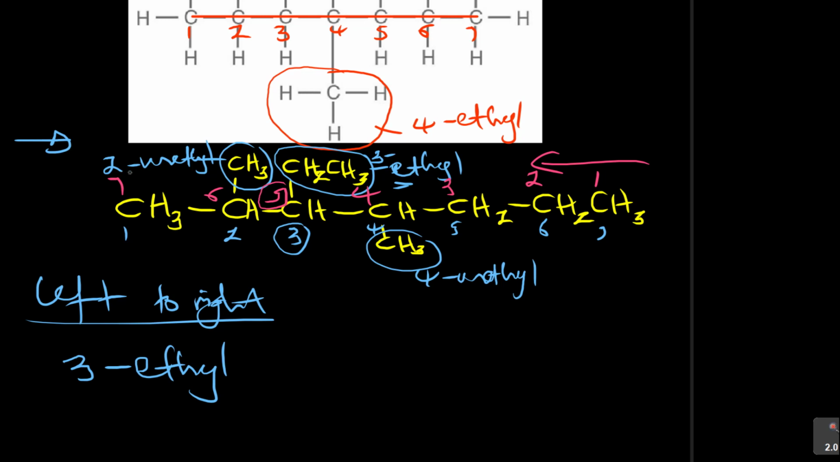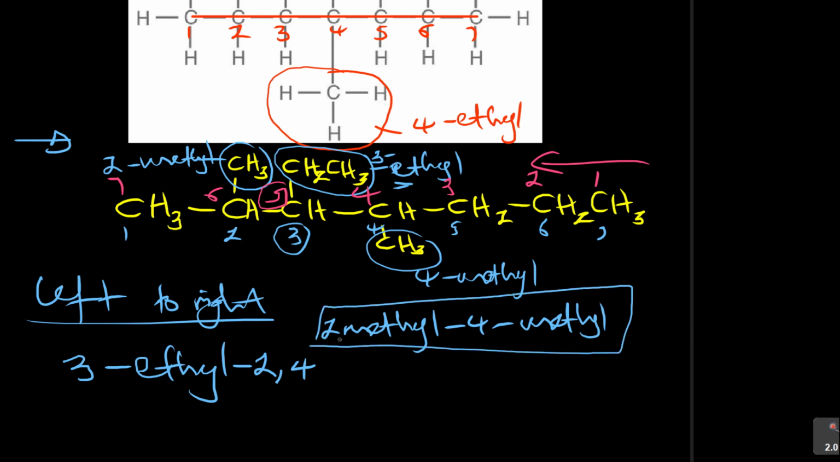You have got 2-methyl and 4-methyl. So this is not how you write it. You say 2, comma, 4. You don't say 2-methyl and then say hyphen 4-methyl and then you continue. No, you don't do that. You don't write it like this.